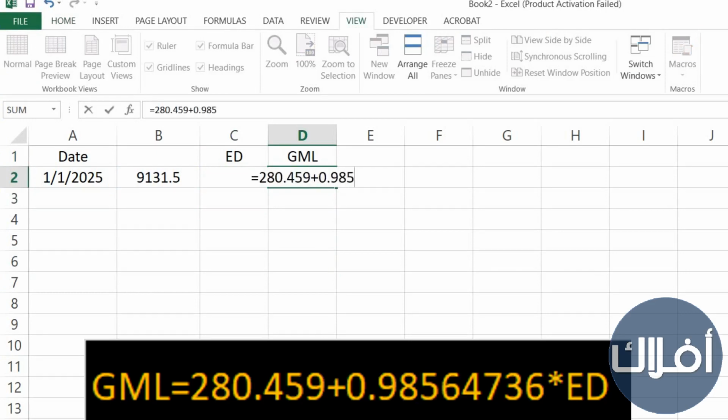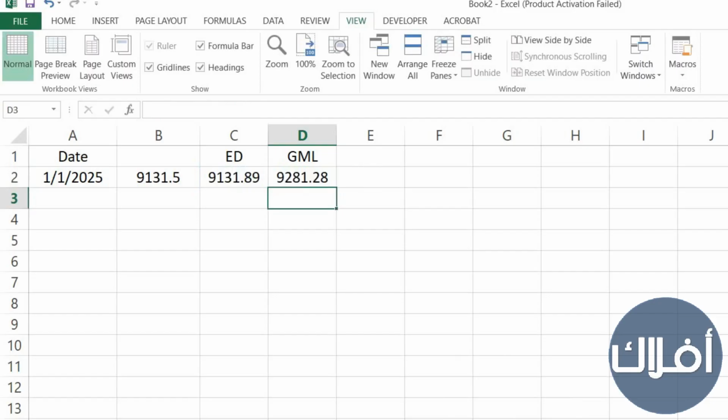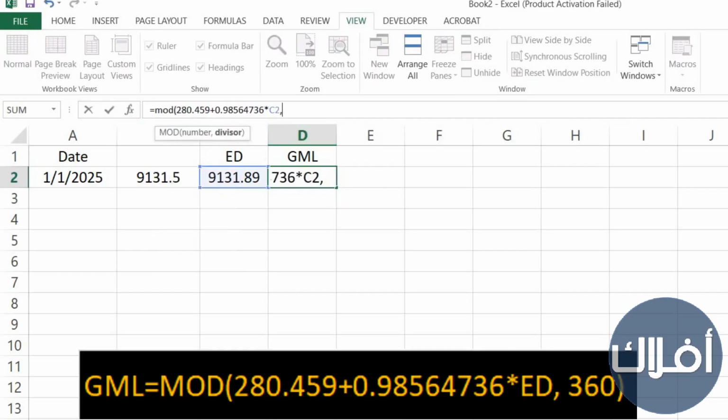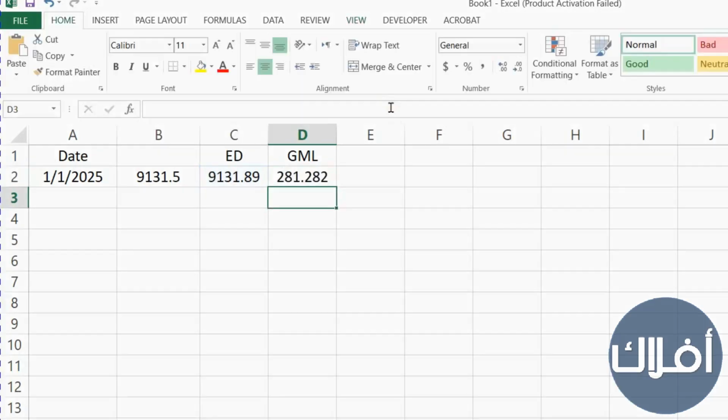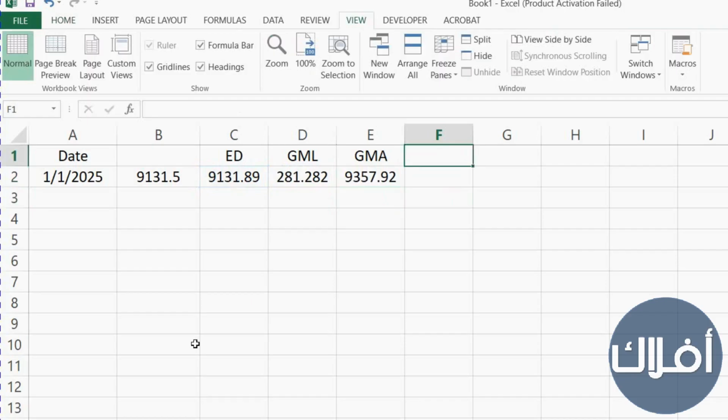280.459 plus 0.98564736 multiplied by ED. This assumes the Earth rotates the same angle every day. But we need this number to be between 0 and 360. So we'll use the mod of 360. And this is the perfect circle orbit. Next, we'll calculate the geometric mean anomaly. And this is equal to 357.529 plus 0.98560028 multiplied by ED. And this is the elliptical orbit effect.